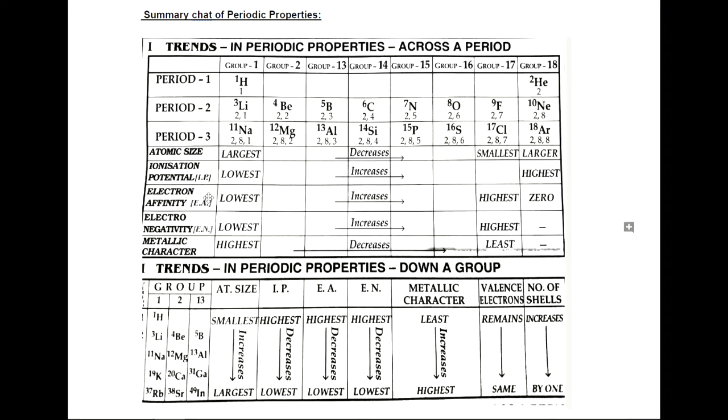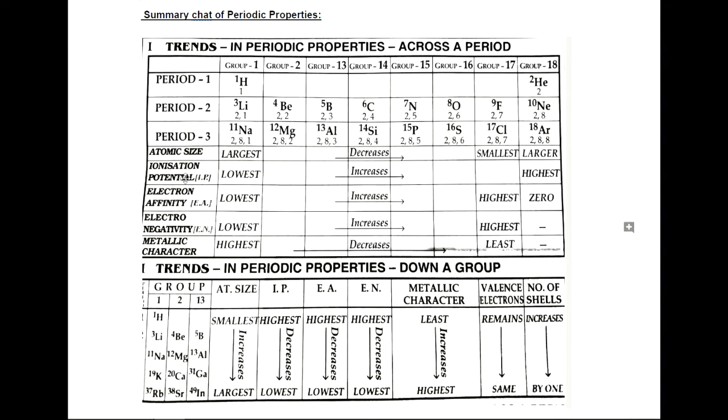Now first of all, the atomic size periodic property. What will happen when we go from left to right in a period? You will see atomic size decreases along a period. It means, for example, in period number 3, sodium has the largest size but chlorine has the smallest size. And what is the reason behind it? Actually, from left to right, effective nuclear charge increases but the number of shells remains the same.